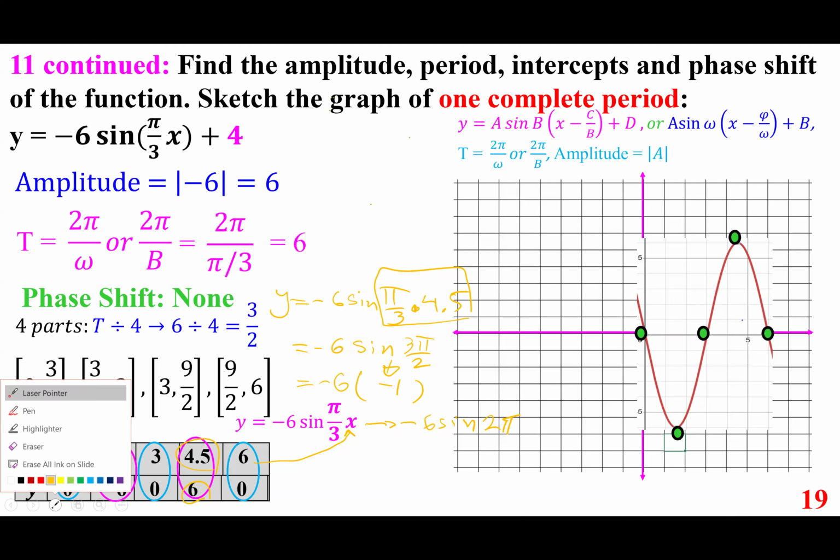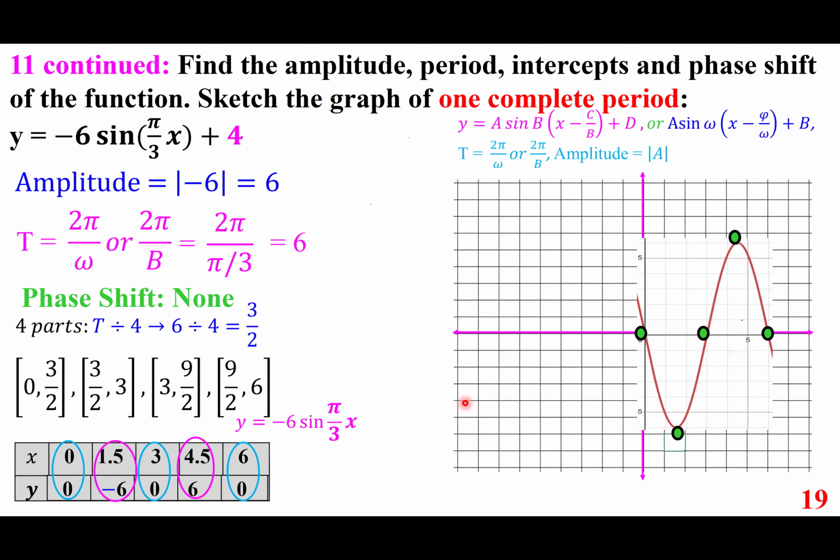Let me erase my work first. This is the function, but that's not what we want. We want this function. So basically, you have a vertical shift of 4, so just take this up by 4 units. So the vertical shift is d equals 4 units. I'm looking at this one, okay? Vertical shift, d equals 4 units, so 4 units up.